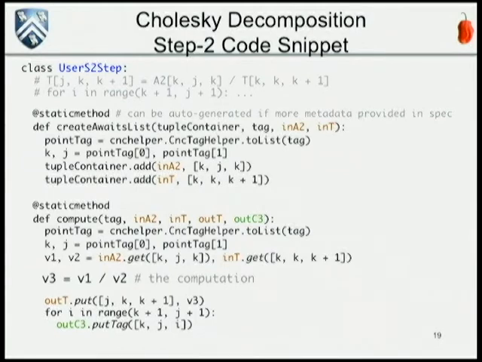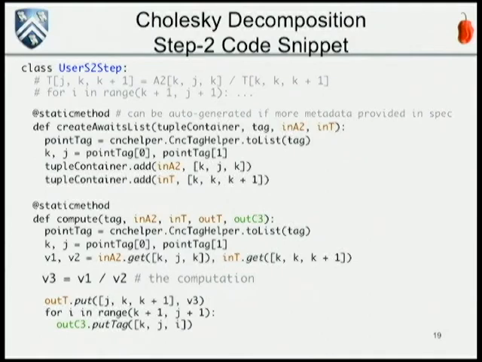I'll get to the create awaits list later. Let's look at the compute. So the compute is basically the larger font line where V3 is V1 by V2. That's the actual computation you're doing. Everything else is just runtime overhead. But that's computing T of JK, KK plus 1, A2 by T. So that's all it's doing. So before you can do the computation, you need to retrieve your data. So retrieve values from A2 and T, and then write to T again.